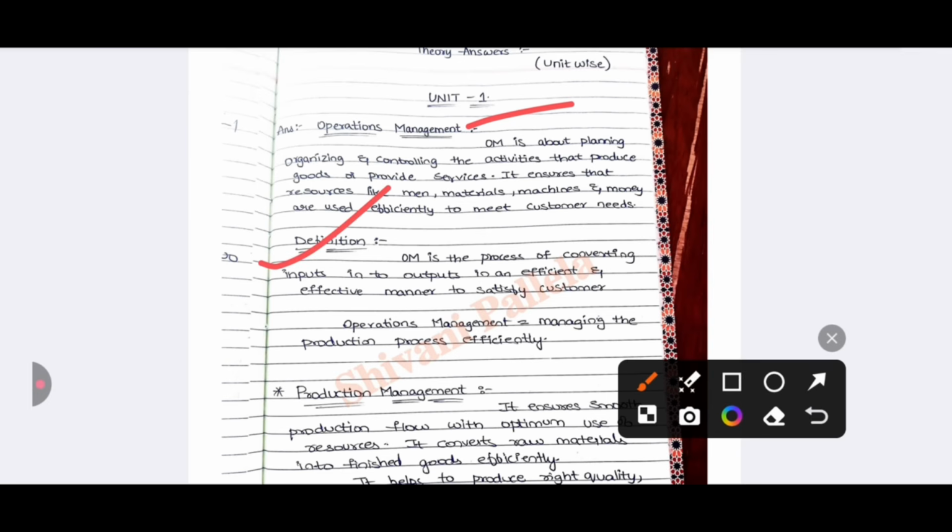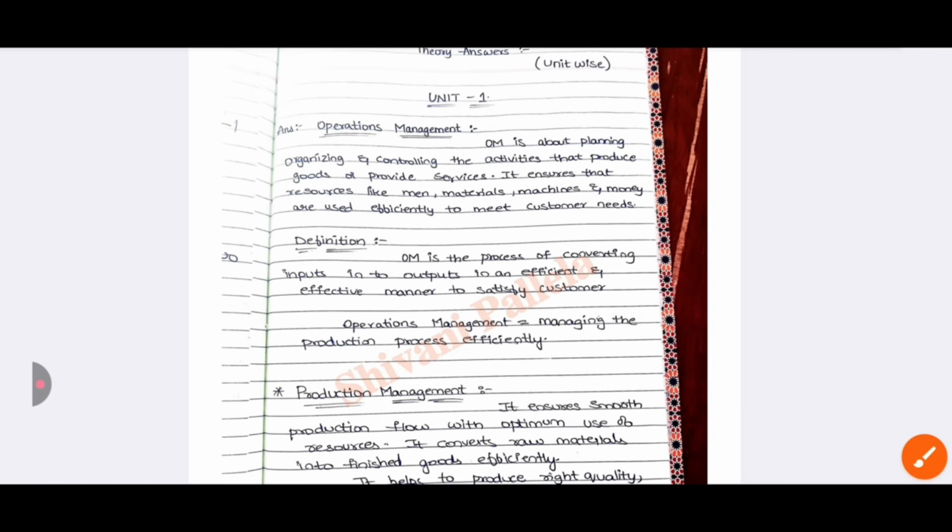Then what is the definition? Operations management is the process of converting inputs into outputs in an efficient manner to satisfy customer preferences. To satisfy the customer, converting the raw materials, the inputs, into outputs. This is the definition of operations management. If you find operations management in the question, this is the answer you need to write.